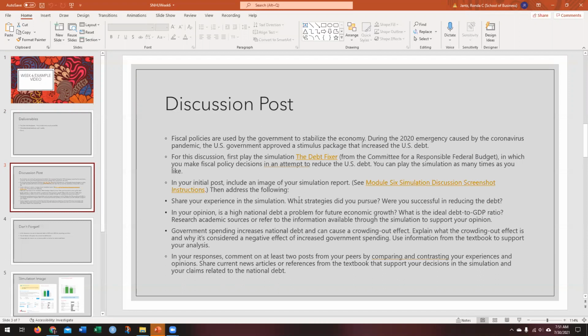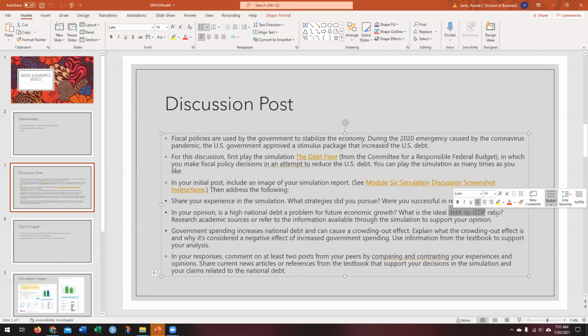There's a couple big things that I want you to look at in the discussion board post. The first one is debt to equity ratio. In your opinion, is a high national debt a problem for future economic growth? What is the ideal debt to equity ratio? During the simulation, in the instructions, it's going to tell you the ideal debt to equity ratio, and it's going to talk about some of the problems. So it's going to go over some of that with you.